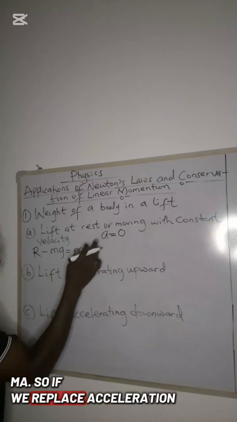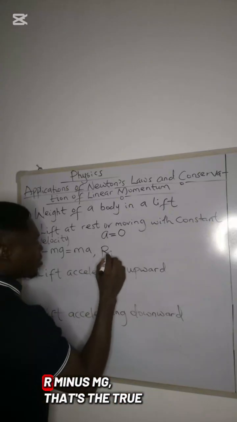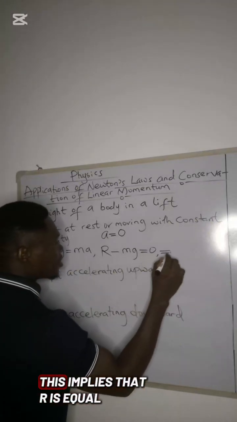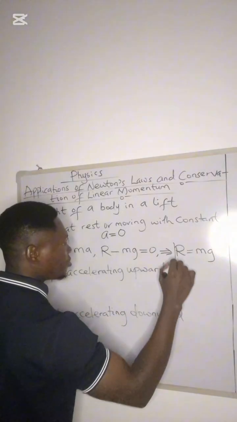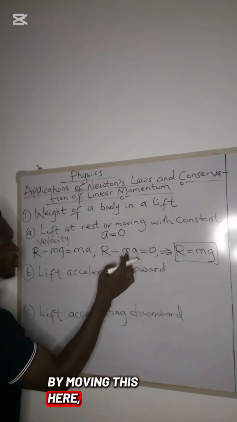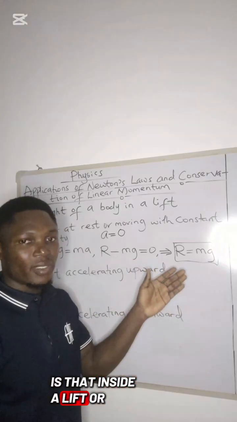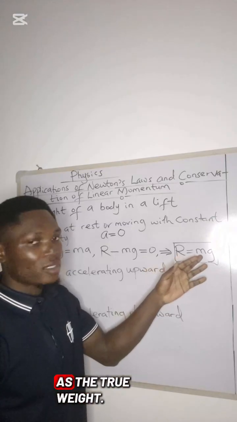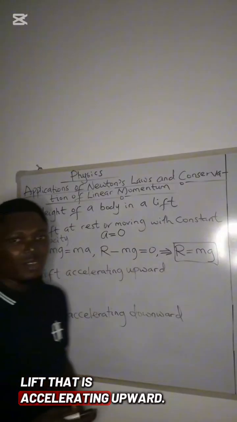So if we replace acceleration with 0, it means that our normal reaction R minus mg, that's the true weight, will be equal to 0. So this implies that R is equal to mg. By moving this here, this becomes a positive mg. So the implication of this formula is that inside a lift or an elevator, the apparent weight is the same as the true weight.